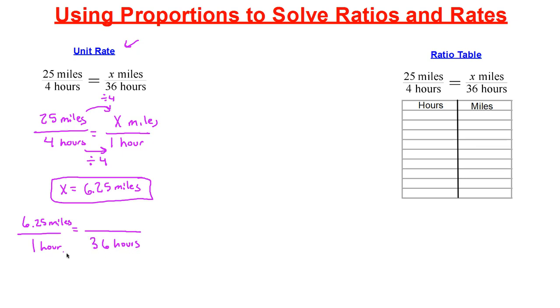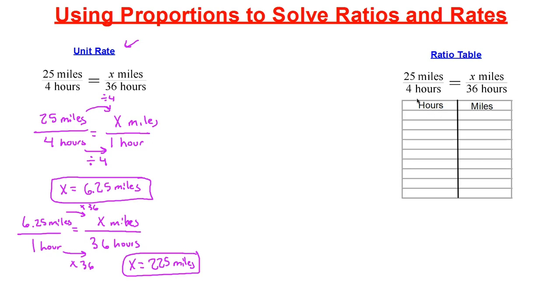So 36 hours, so multiply by 36. It's my scale factor, multiply by 36. So x is going to be equal to 225 miles. Okay? Now, this last one, we probably won't use it as much as it's very lengthy, but at the same time, it gives you a very good understanding and a very good concept of what's going on.